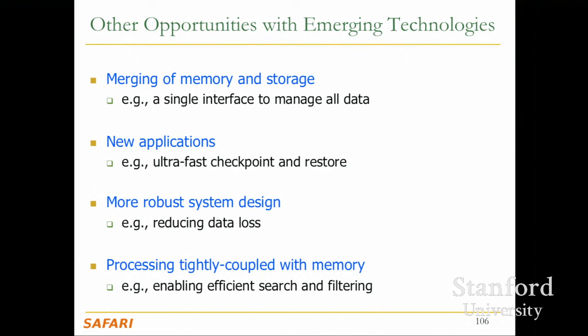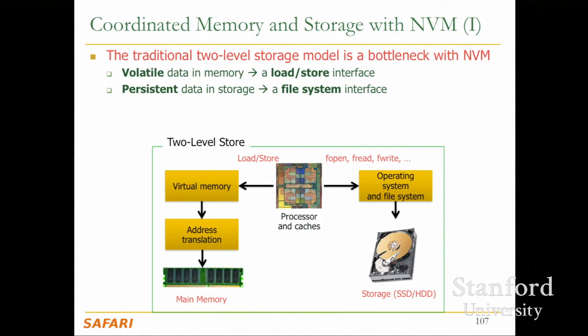But I'll talk about one thing that requires a different way of thinking about systems, going back to the future, as I mentioned earlier: the merging of memory and storage. We've been designing systems that look like this for a long time. Basically, we have a two-level storage model, and that has evolved because volatile data is present in main memory, and main memory is really fast. We use a load-store interface to access that main memory, and that's heavily accelerated in hardware, so that we don't waste the latency and bandwidth provided by main memory. But because persistent storage was really slow, we use a different interface to access it.